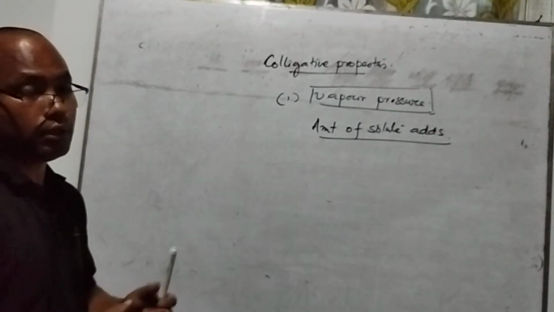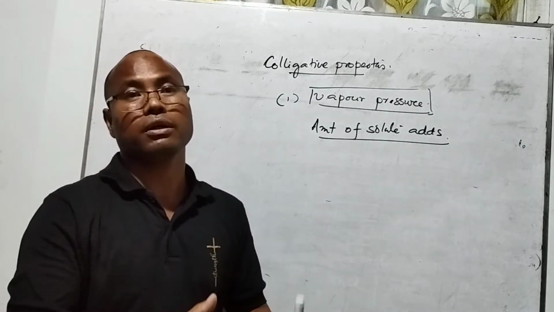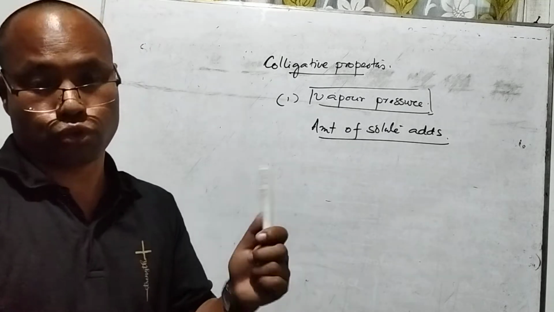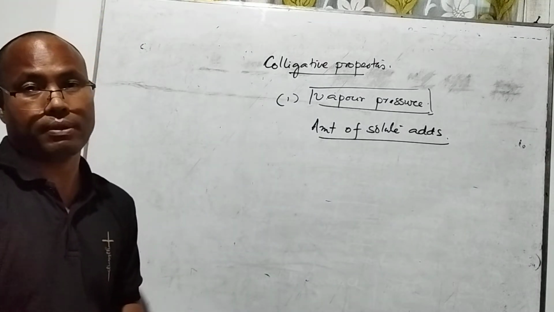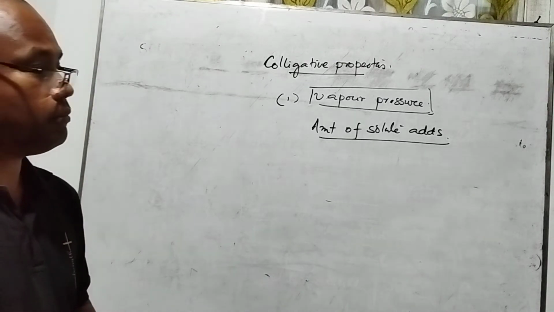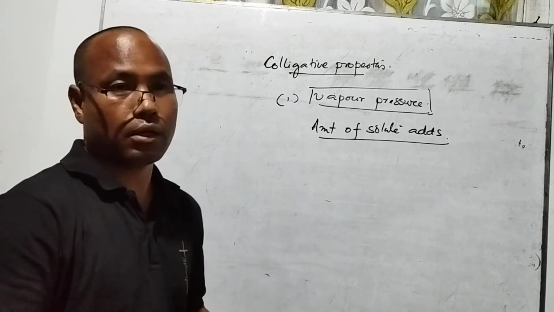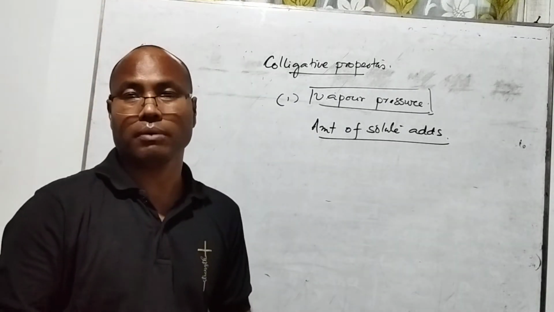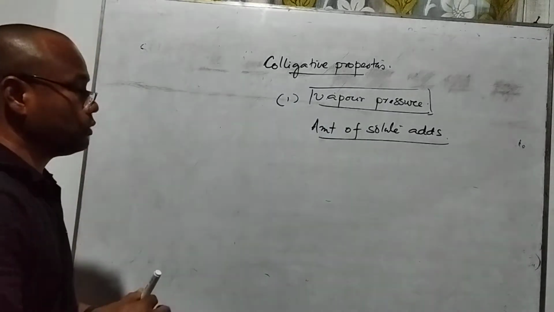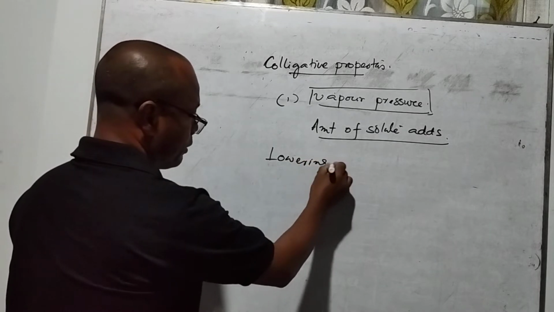That means the vapour pressure of the solution is lower on addition of some amount of solute into the liquid. Don't forget, that's very important. So how do I write lowering of vapour pressure?